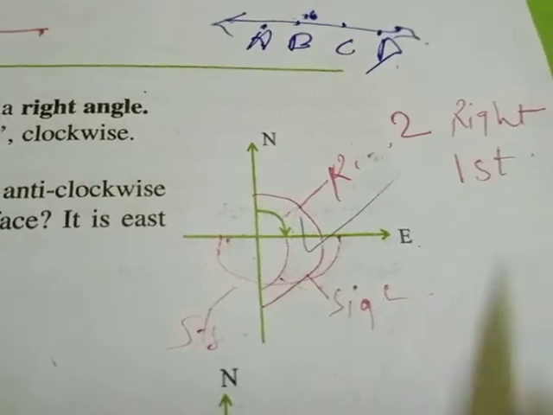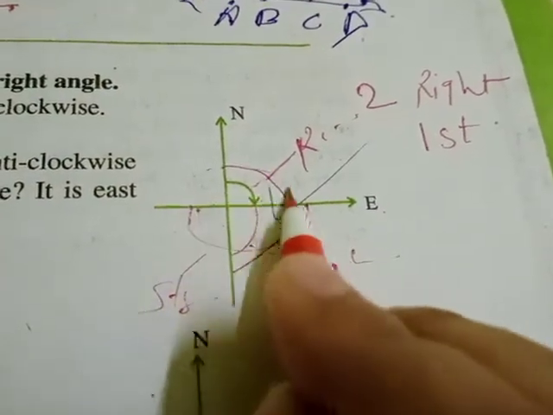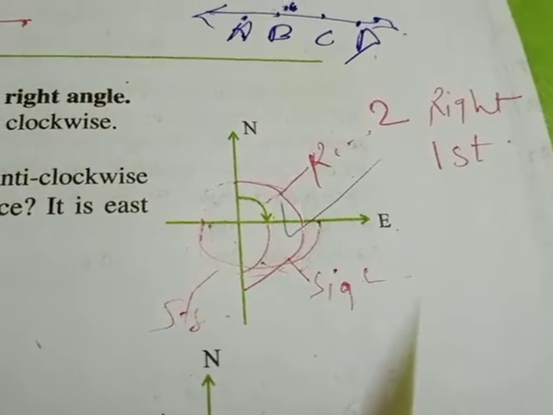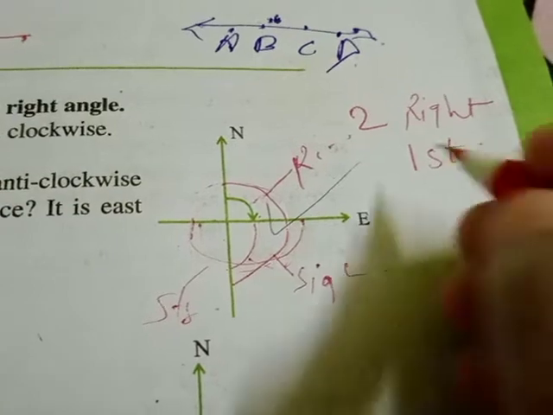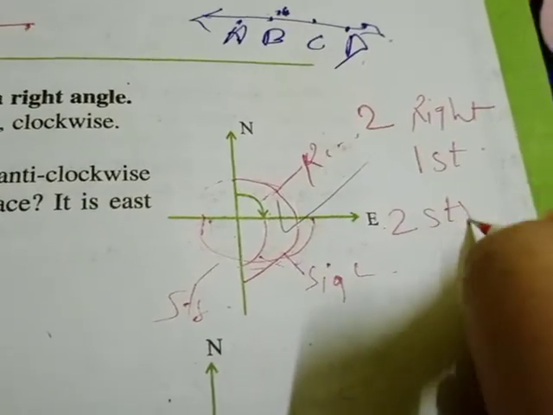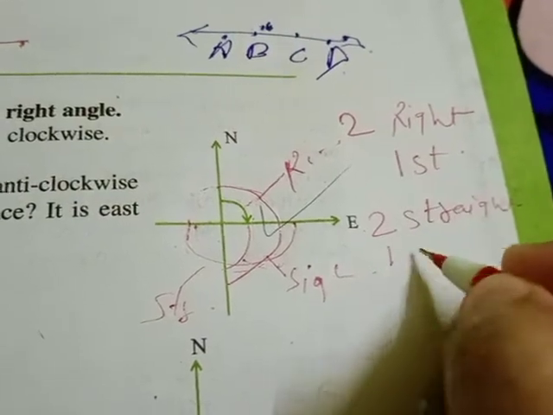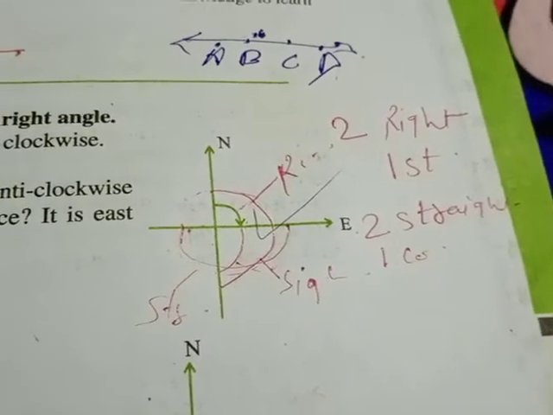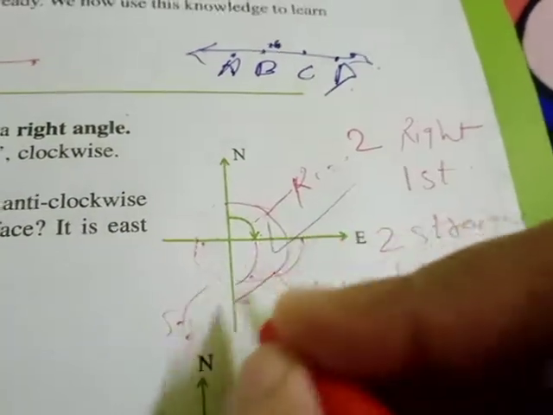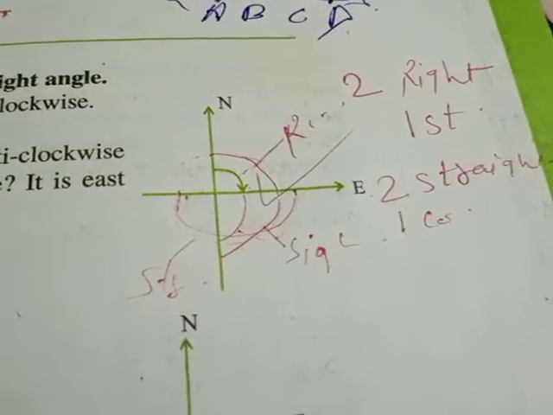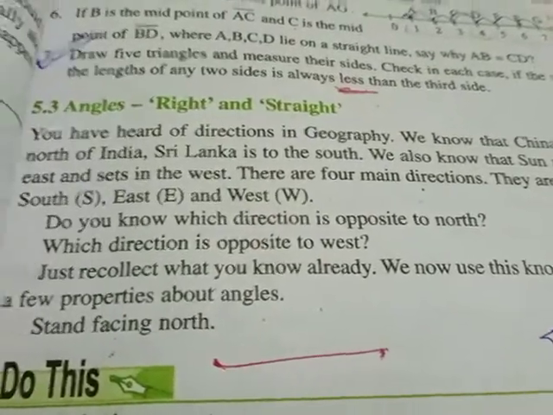Then we know what a complete angle is, or you can say one revolution. One revolution means two straight angles will make up one complete angle. Also, four right angles will make up one complete angle. So I hope the concept of right and straight angles is clear.